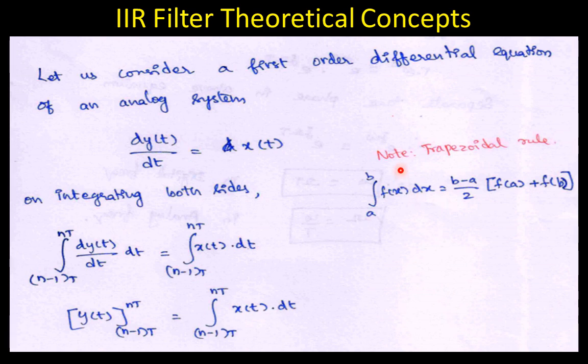So here we can make note of a formula called the trapezoidal rule. The trapezoidal rule says that a is the lower limit and b is the upper limit, f of x as a function of time. So if you integrate, this is the formula: b minus a divided by 2 into f of a plus f of b. B in the sense higher limit minus lower limit divided by 2.